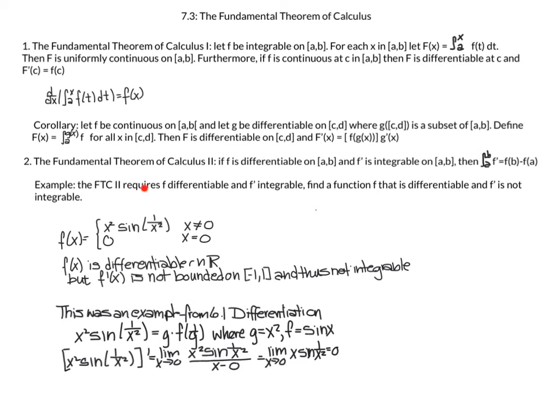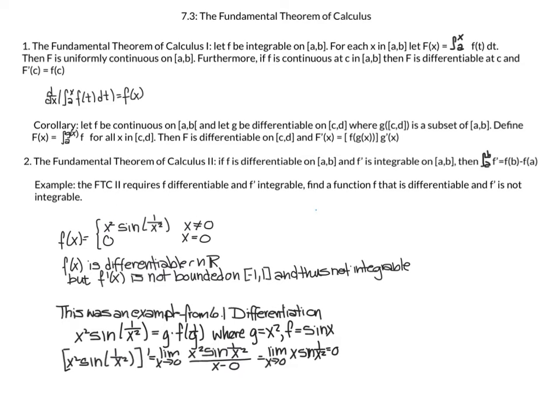For our first example, we note that the Fundamental Theorem of Calculus Part 2 requires f to be differentiable and f prime to be integrable. So we want to find a function f that is differentiable and f prime is not integrable. So for example, f of x is equal to x squared times sine of 1 over x squared for x not equal to 0, and 0 for x equals 0. You can see that f of x is differentiable.